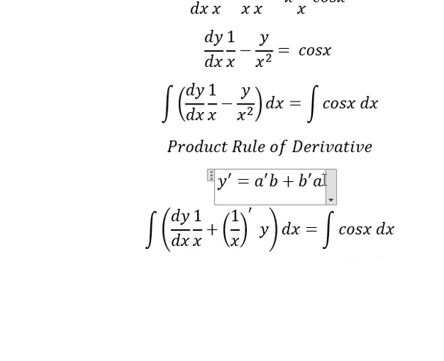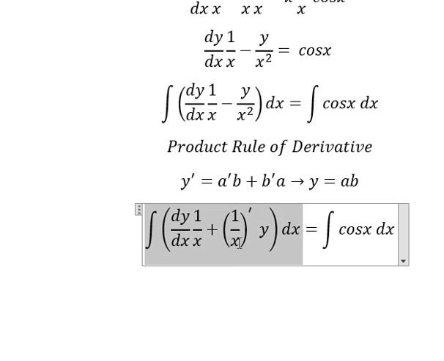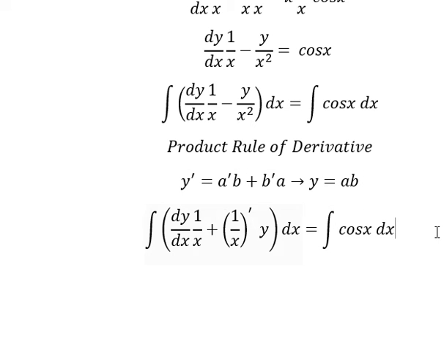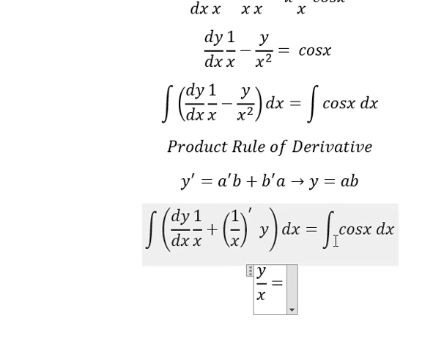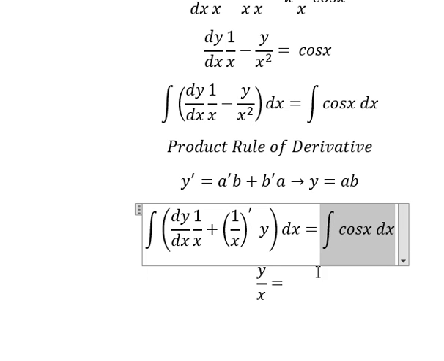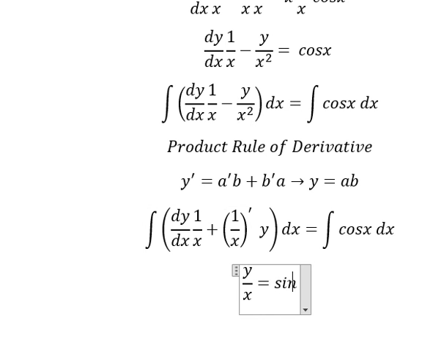So the integration of this one, we have y equals to ab. So the integration of that one, we have y over s. The integration of cosine s, we have sine s, and I will put c.